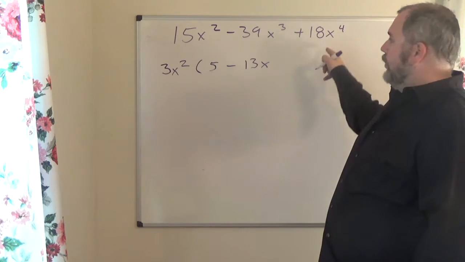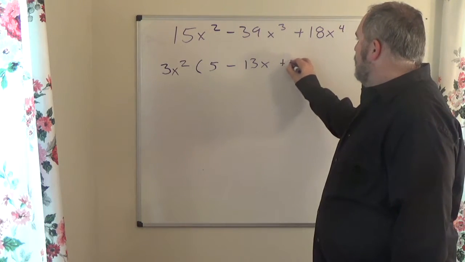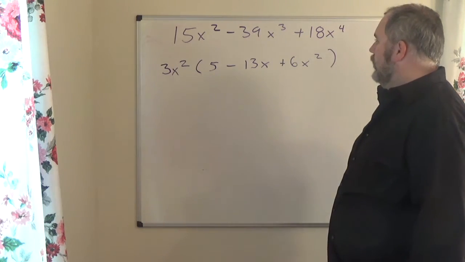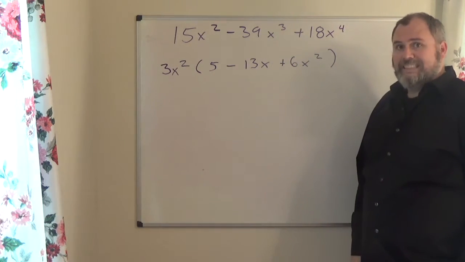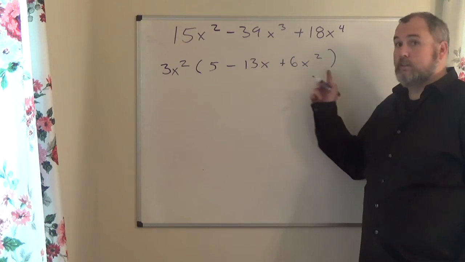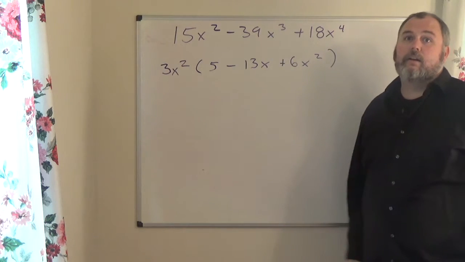Now we're going to do this part. What happens? I'm going to get plus 6x squared. Alright. So, did this work? Yes, it worked. So we're good to go on this. So we have factored it out.